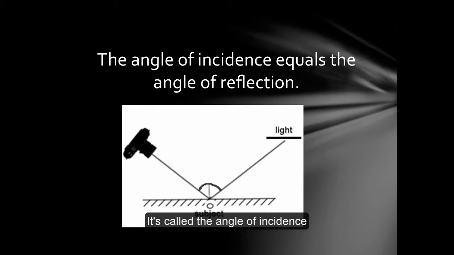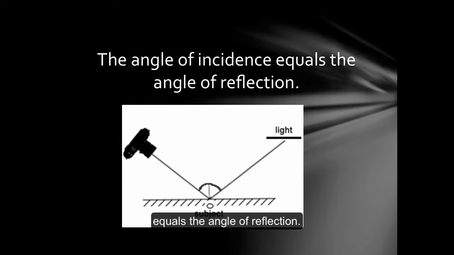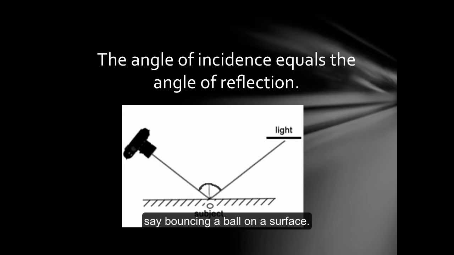It's called the angle of incidence. And what the statement says is the angle of incidence equals the angle of reflection. So you discover how light always bounces off of shiny objects at the same angle that it hit. So think about our bouncy ball exercise that we just did. When you bounce a ball, it bounces in the opposite direction at the same angle that you bounced to hit the surface. So the angle of incidence is very similar to, say, bouncing a ball on a surface.